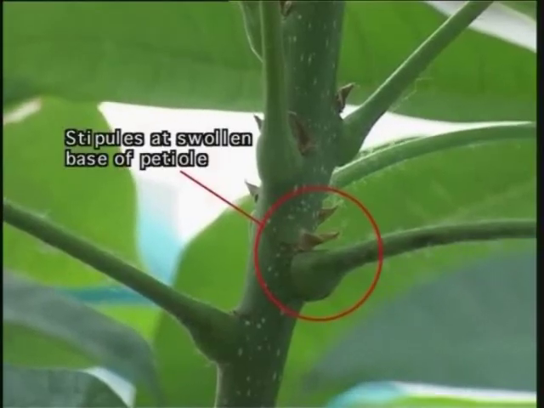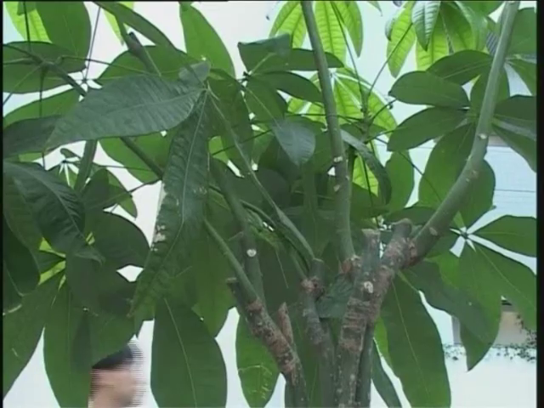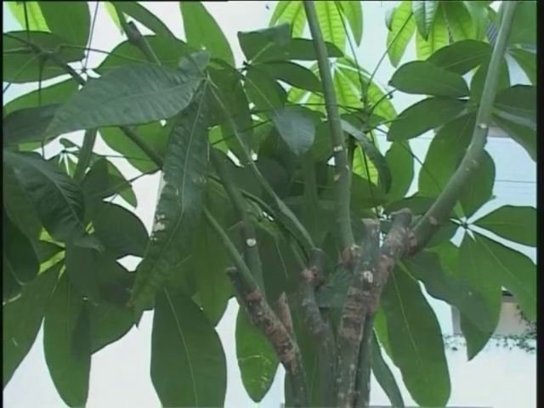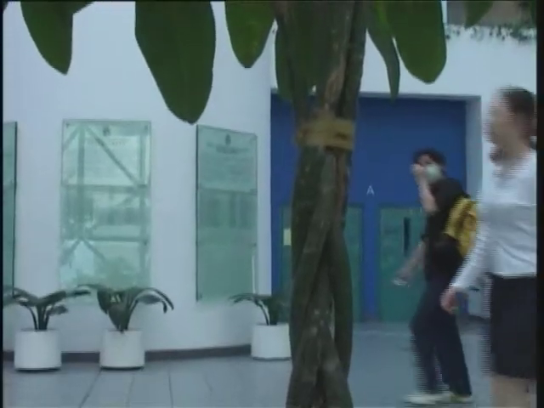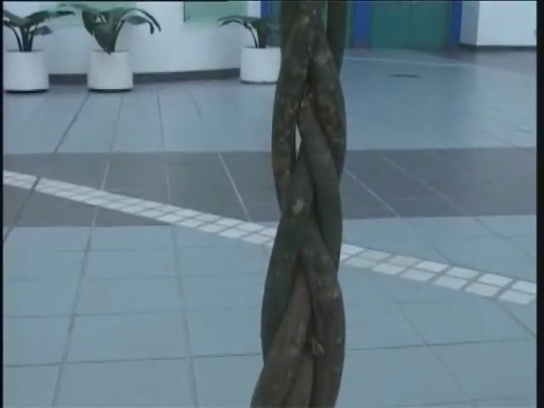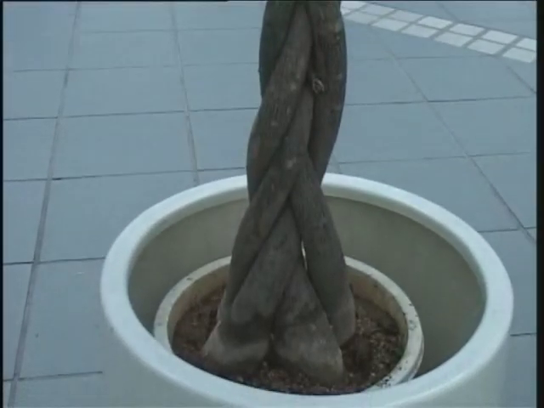The base of the petiole is swollen with a pair of stipules. The trunk is highly flexible when young, and it can be twisted artificially to enhance its horticultural beauty.